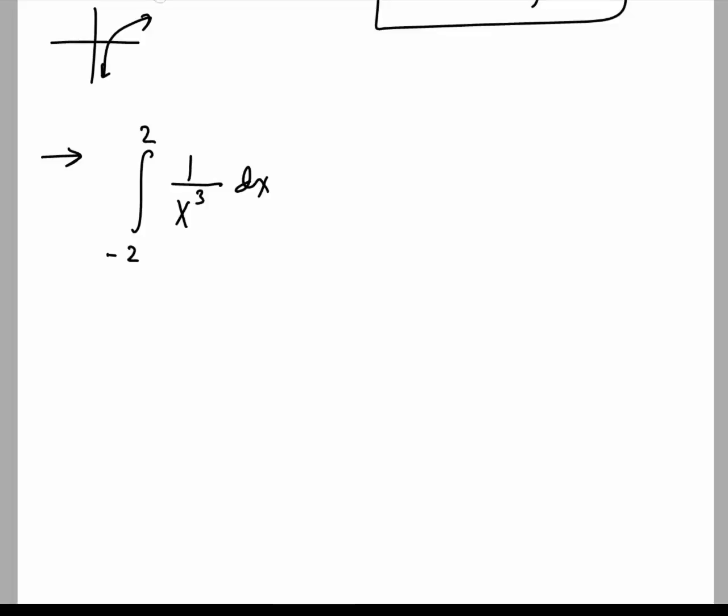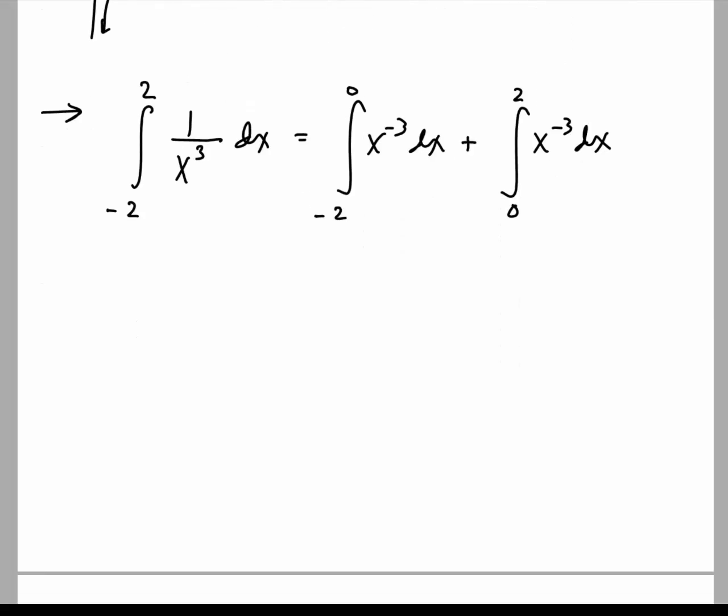Now I have a big problem here before we even get started. First of all, this is undefined at 0, and if you notice, negative 2 to 2 goes across 0. So I need to rewrite this. This is negative 2 to 0, 1 over x cubed. I'm going to flip this up top, x to the negative 3 dx, plus the integral from 0 to 2 of x to the negative 3 dx. Okay, so I have two different integrals. I'm going to have to treat these a little bit different.